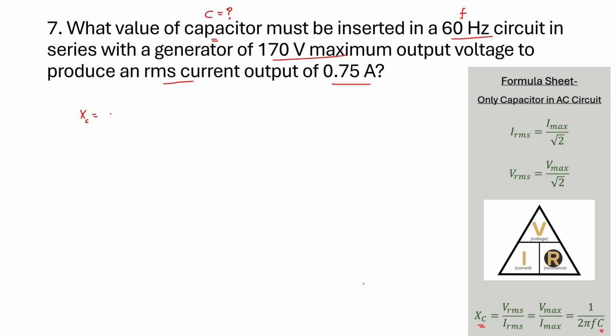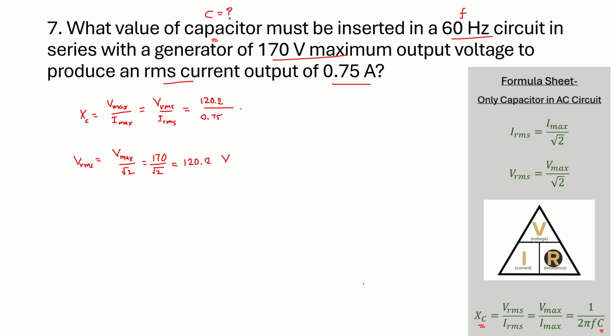So, first we will calculate the XC, which is equal to either we have to use the Vmax by Imax, which the direct max is not given, or we can use Vrms by Irms. RMS value is also not given directly. So, we will find the Vrms first. Vrms equal to Vmax over root 2. This is the formula. So, 170 over root 2, it is around 120.2 volts. That is it. Now, we can use the XC, that is equal to 120.2 over the Irms value is given, that is 0.75.